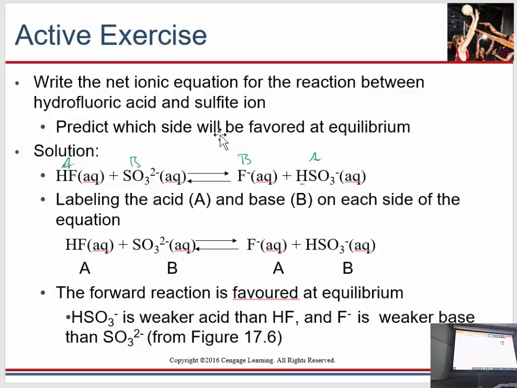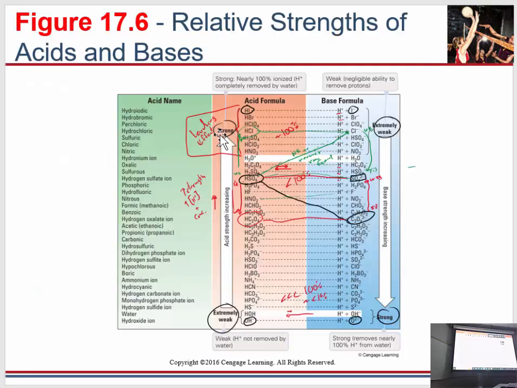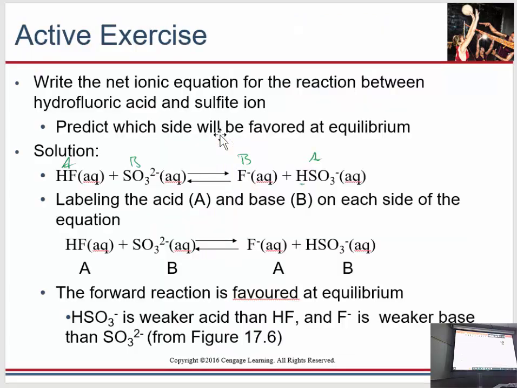So is this uphill or downhill? So we go HF versus HSO3 minus. So HF, which is here, versus HSO3 minus, which is here. And so it's downhill. If that's downhill, then what that means is it's favored. And so this one is favored. Forward direction is downhill. The uphill direction is reverse here. So the products are favored. Forward reaction is favored.